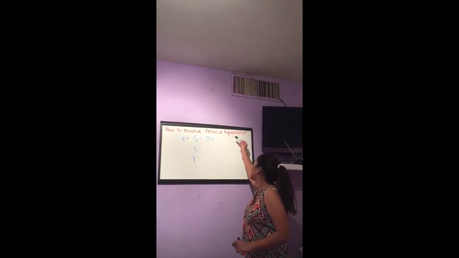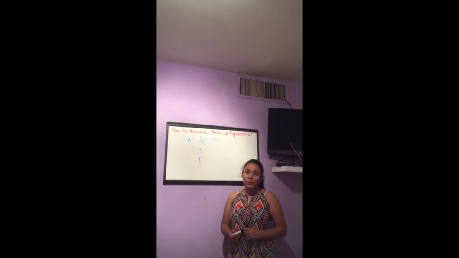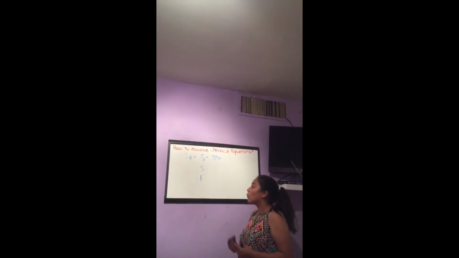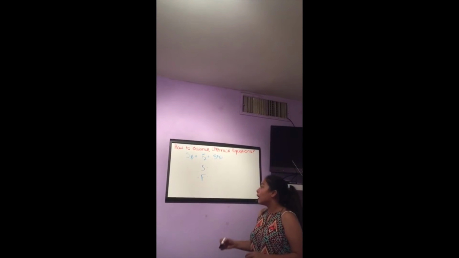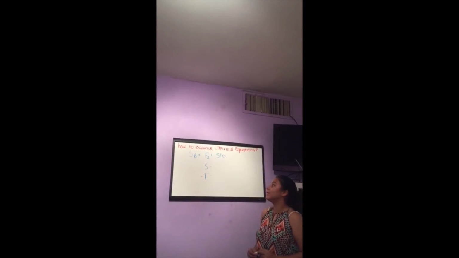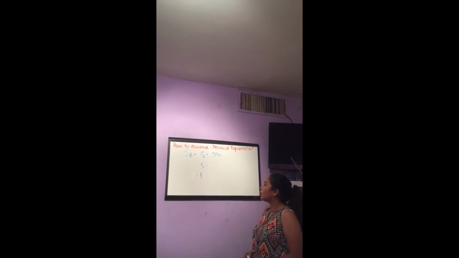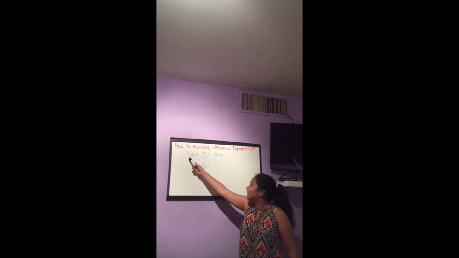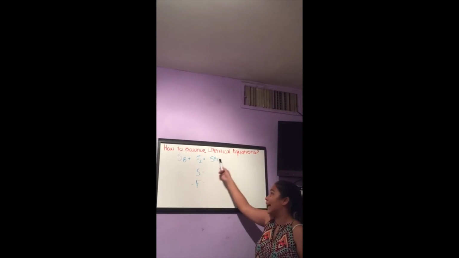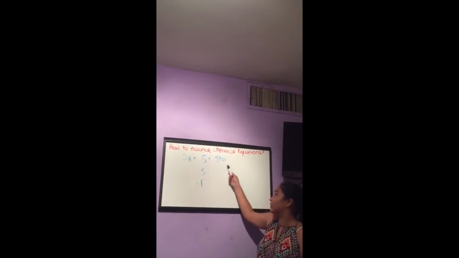To balance chemical equations, first we need to know why we need to balance. The law of conservation of matter states that whatever you start with, you have to end up with. So you have to have the same number of sulfurs and fluorines in the products.